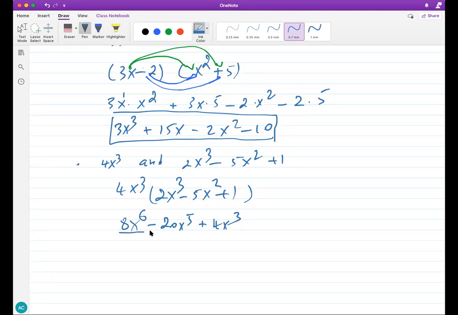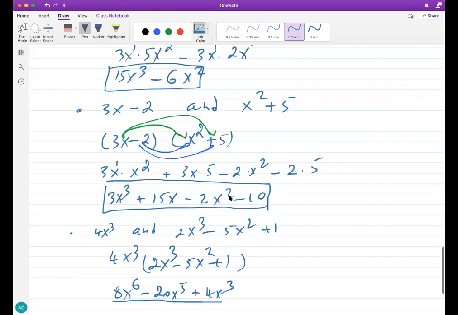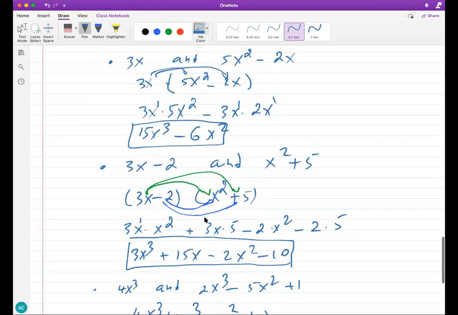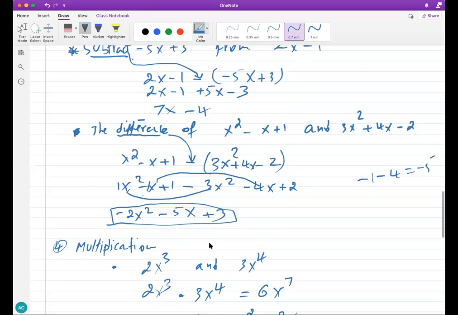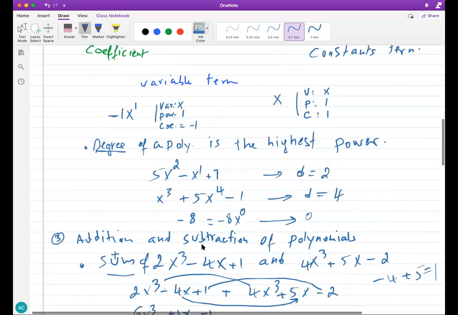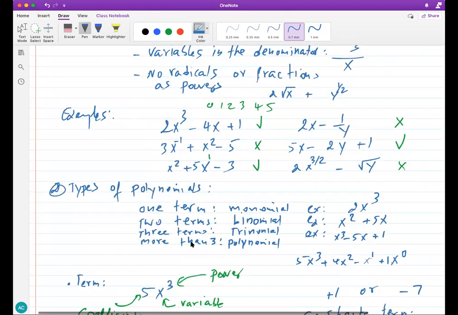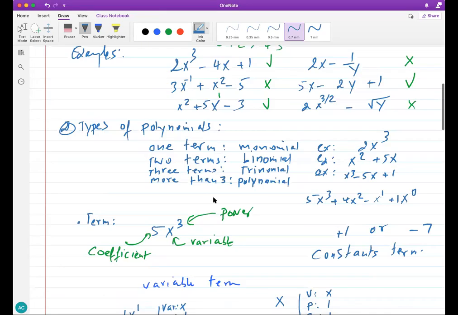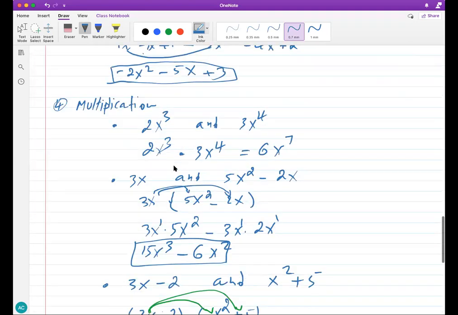Okay, so again, like I said, the rules of exponents are very important. So make sure you know those very well. We're going to be using them here quite often. And that's pretty much all for polynomials. One more example here.